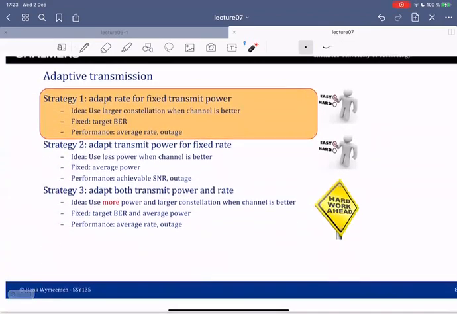We will consider 3 ways of doing adaptation. The first one is rate adaptation for fixed transmit power. The second one is power adaptation for fixed rate. And the last one is adaptation of both transmit power and rate. If I go back to my example from before, I think this second strategy corresponds to giving all the money to the dumb son. And strategy 3 corresponds to giving the money to the smart son. You will see how this works out.